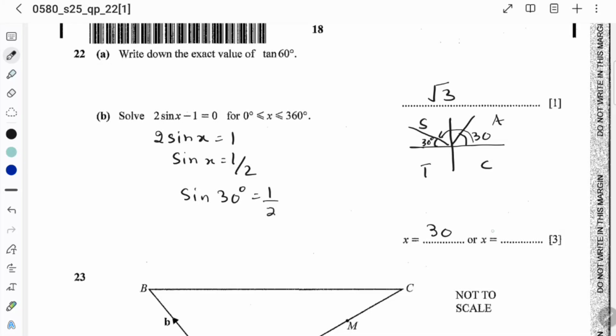So 180 minus 30 will be equal to 150 degrees. These are the two answers when the angle is between 0 and 360 degrees. We have to find out the angle.